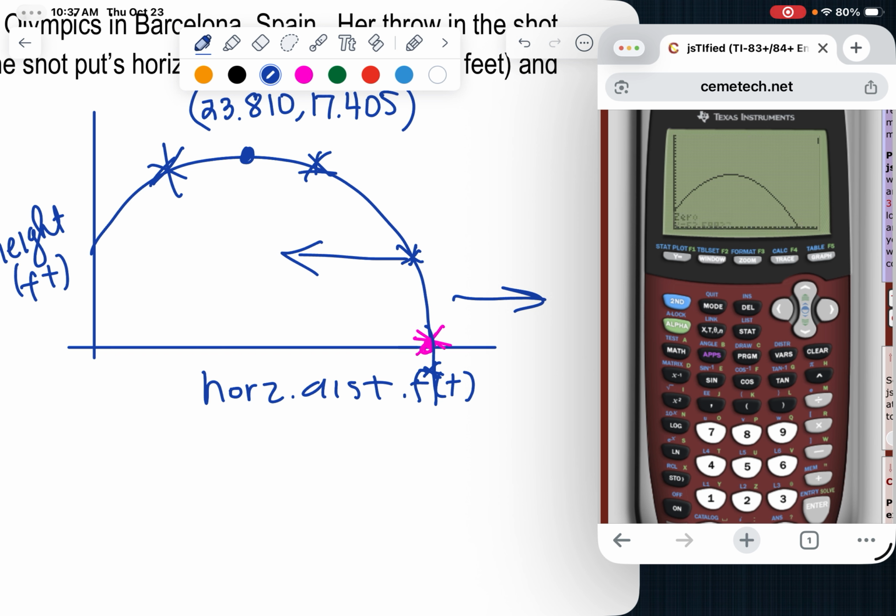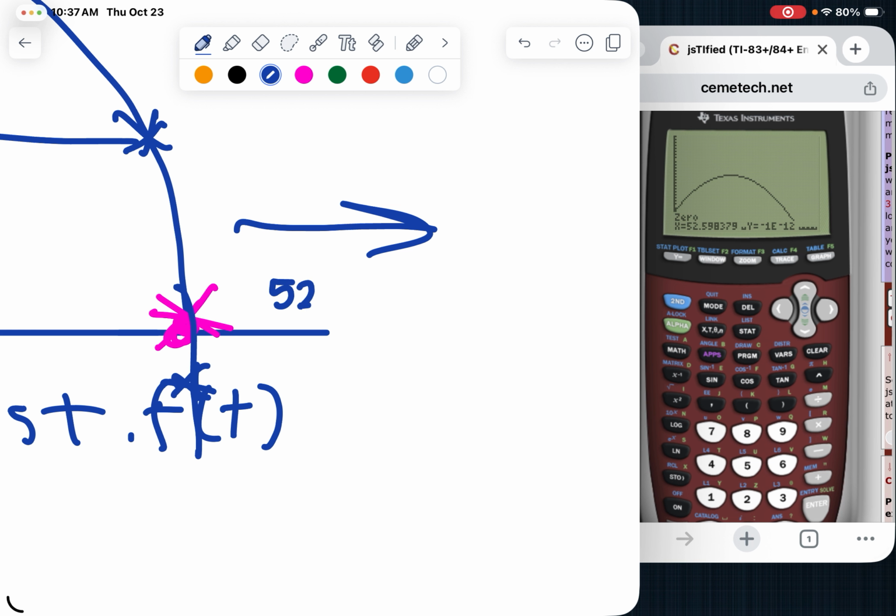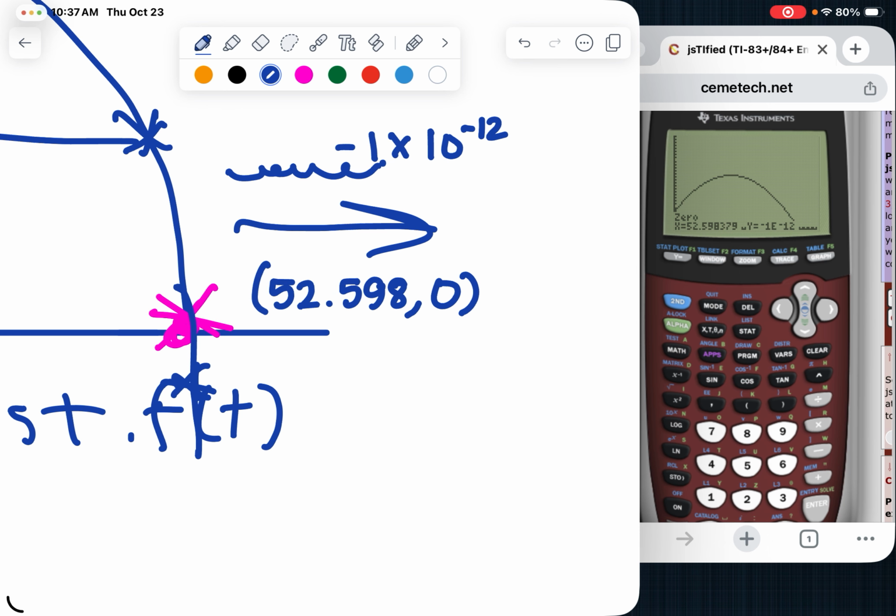In between these 2 points, yes, what's the 0? The 0 is 52.598, comma, and then it says -1e-12. Please realize that that's 0. It's just a pixelation error. It's saying it's -1 times 10 to the -12th power. So take this and move this over 12 spaces. It's 0. It's just a pixelation error.